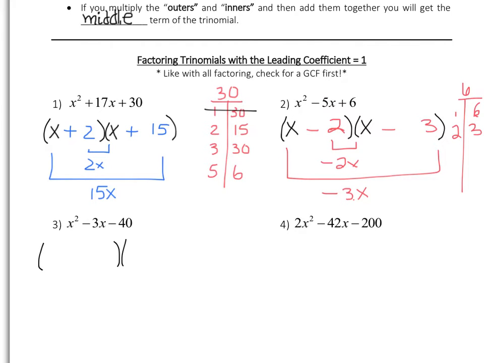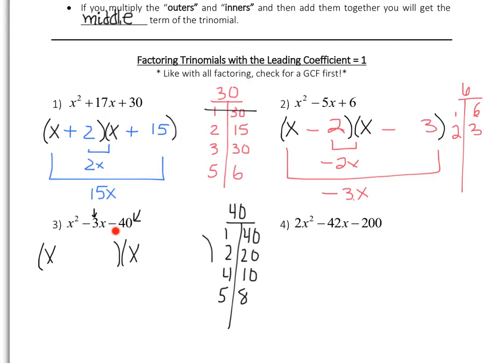Same concept. We're going to put an x here and an x here. Now I want the factors of this 40 that are going to add to that negative 3. So I know it says negative 40, but let's just think about it. We'll put the factors of 40. So 1 and 40, 2 and 20, 4 and 10, 5 and 8, and that's pretty much it. So we want to figure out the factors on this list that are going to somehow add to this negative 3. Well, in order to multiply to a negative 40, one of them has to be positive and one of them has to be negative.